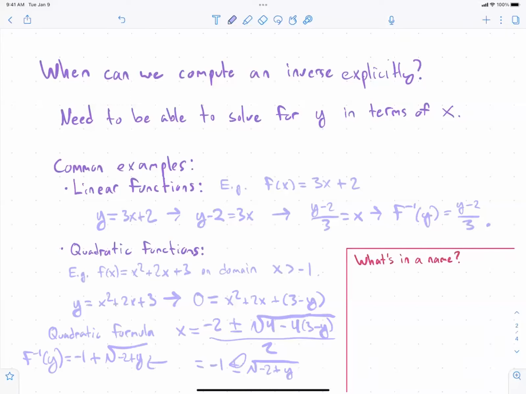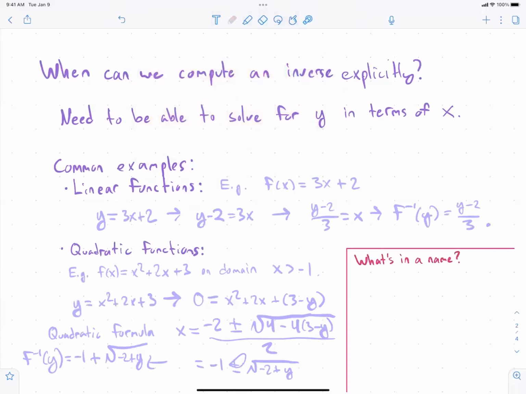Okay, good. And so this square root will be positive when y is greater than 2. And that's exactly what the domain of this f inverse function should be. Because if you think about what f of x does on the domain x greater than minus 1, well, f of x on x greater than minus 1 will always be greater than 2. These are basically the two times you can explicitly compute an inverse.